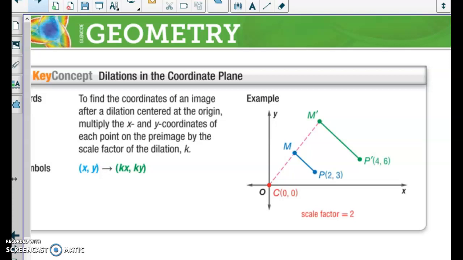So when we're doing enlargements, if my scale factor k is equal to 2, notice that my point P prime is just 2 times the original P. So my P prime is at 4, 6. So you just multiply the x and the y by whatever that k happens to be.